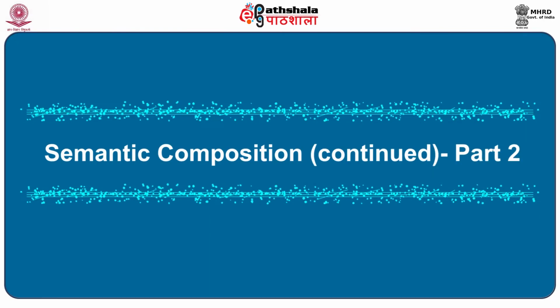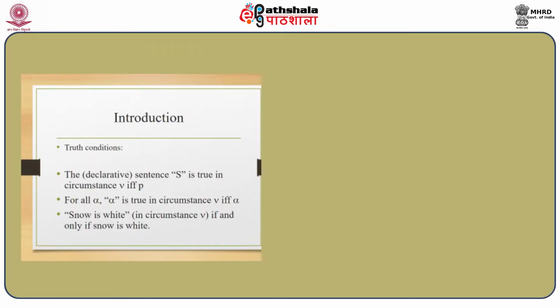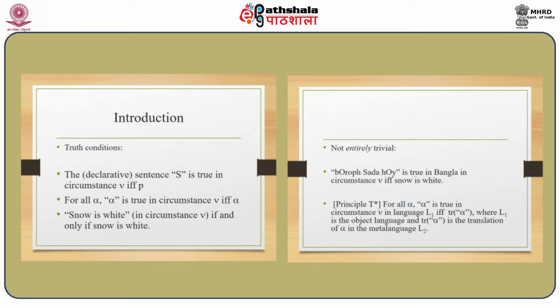This module is titled Semantic Composition Part 2. In a previous module, we saw that a denotational theory of semantics must proceed by assigning denotations or semantic values to basic expressions of a language. We saw that in the simplest case, namely the case of proper nouns or proper names, these can be taken to be whatever they refer to.